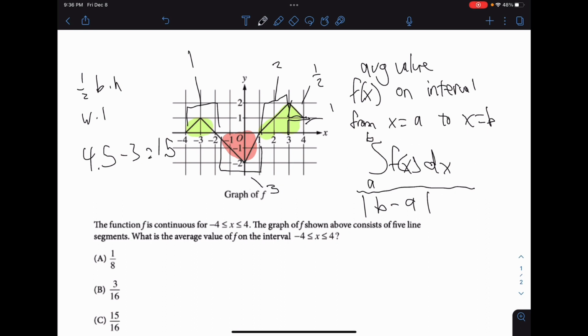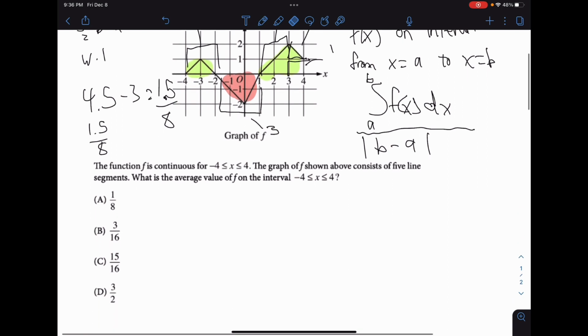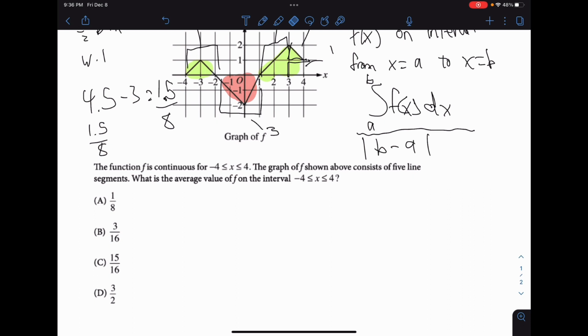Now we need to divide it by the distance from b to a. So the absolute value of b minus a, in this case b is equal to 4 and a is equal to -4. What is 4 minus -4? That's 8. So we divide this by 8. So our answer, the average value, is 1.5 divided by 8. Now, the question is, where is this answer on the list? Well, this is a common thing that the AP people will do on your AP calculus exams.